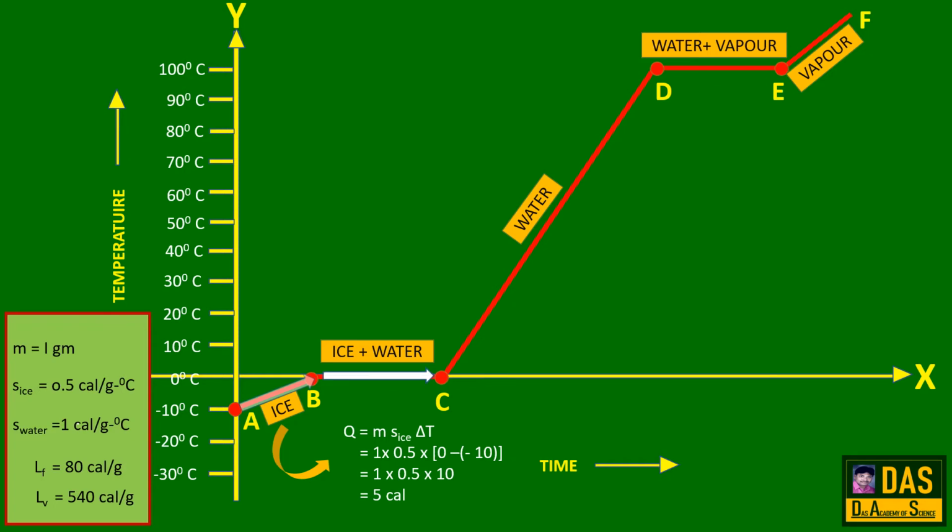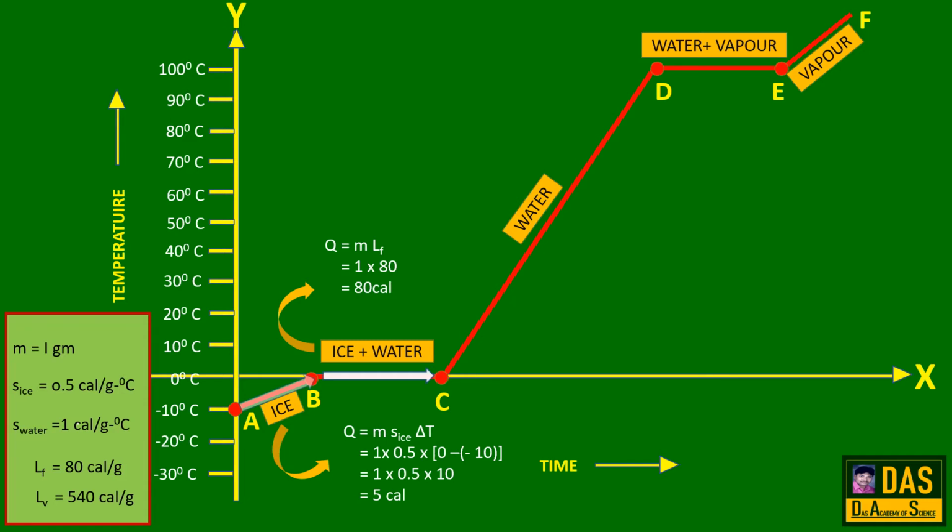Similarly, if you observe between B and C, ice is melting into water. Here, there is no change in temperature, just 0 degrees Celsius is there. But there is a change in the state of the matter from solid state to liquid state. So here we use the formula Q is equal to m L to find how much heat energy is required to convert 1 gram of ice at 0 degrees Celsius to 1 gram of water at 0 degrees Celsius.